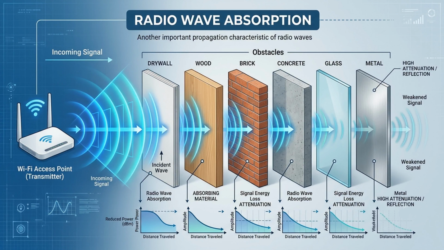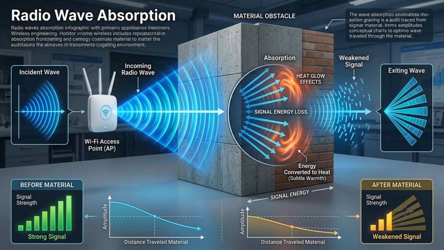The next important propagation characteristic of radio waves is absorption. Absorption occurs when a radio wave passes through a material and a portion of its energy is converted into heat or otherwise lost within that material. As a result, the signal emerges weaker than it was before encountering the obstacle.